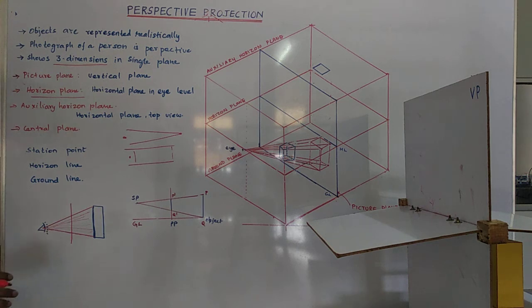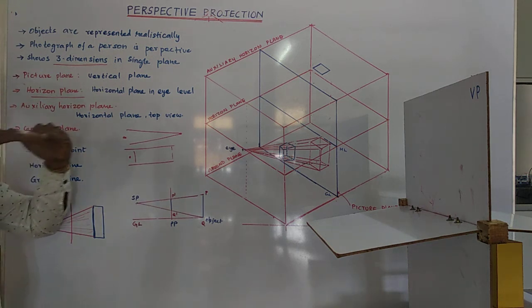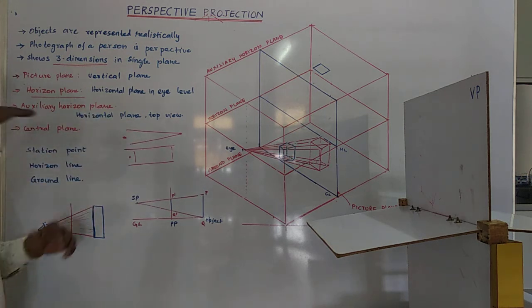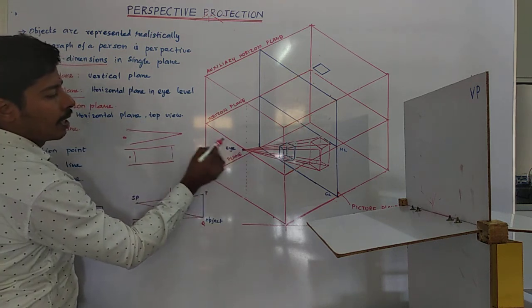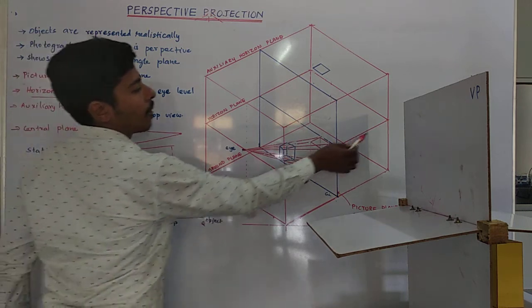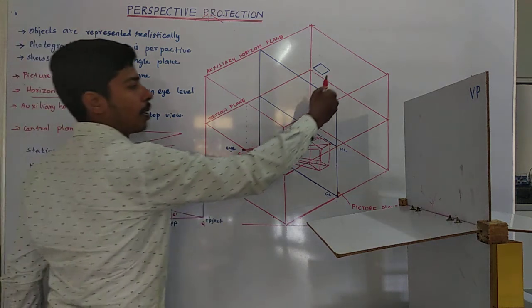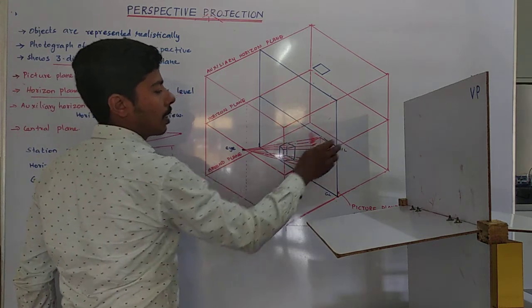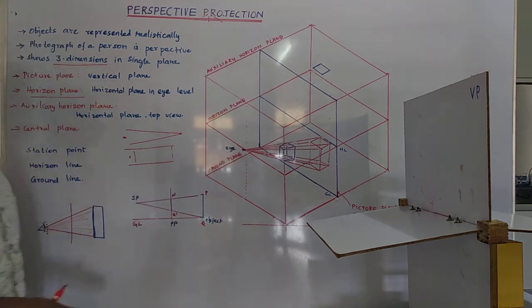Horizontal plane means a horizontal plane at eye level. At our eye level, I have a plane. See here, this is an eye, and at this level I am drawing a horizontal plane. This is mutually perpendicular to the picture plane. The picture plane and the horizon plane are 90 degrees to each other. The picture plane is a vertical plane, and the horizon plane is a horizontal plane.